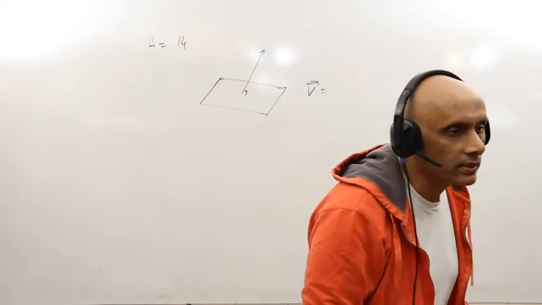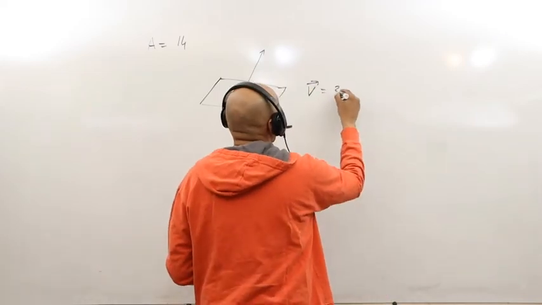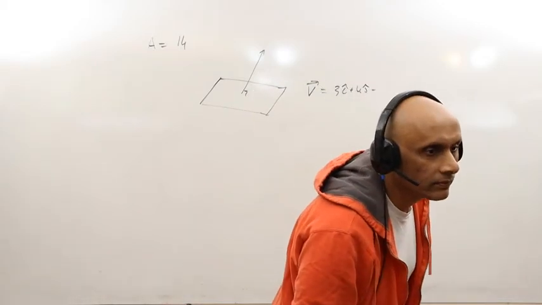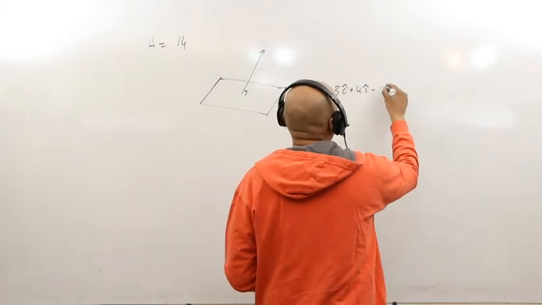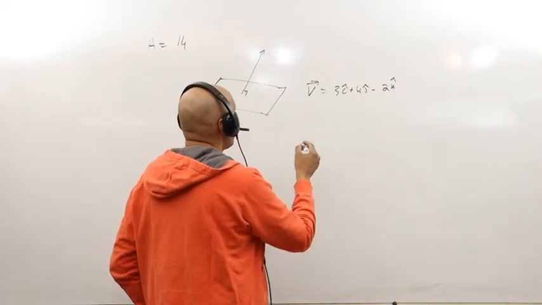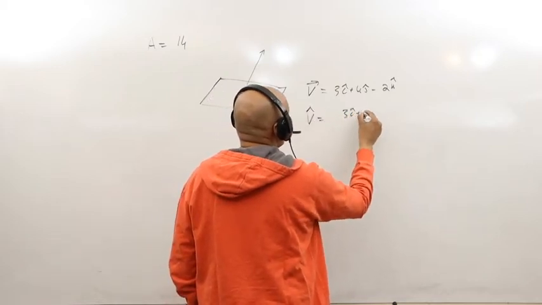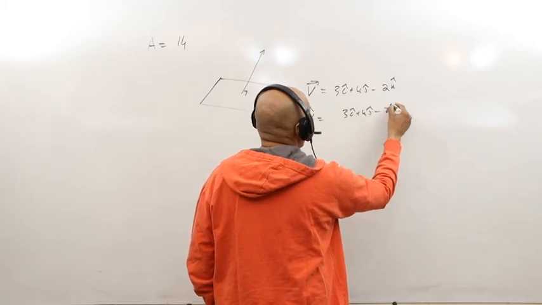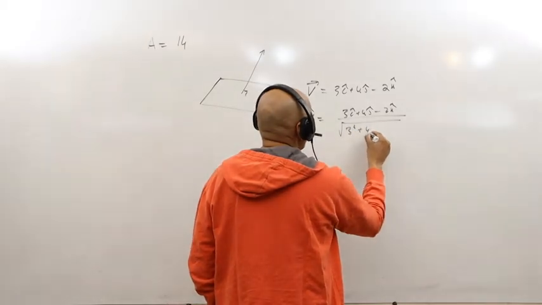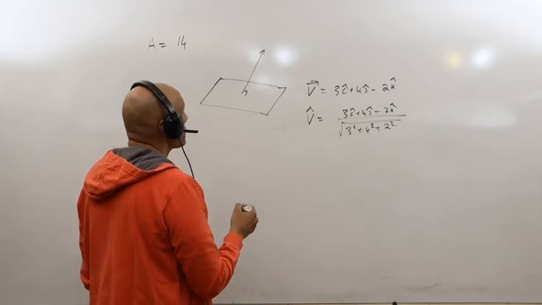This vector has a direction that's basically the normal to the rectangle. Its face is pointing in the direction of 3i plus 4j minus 2k. So remember, if you want a directional vector, we have to convert this into a unit vector. So the directional vector is given by 3i plus 4j minus 2k divided by the magnitude. In this case, it happens to be the square root of 3 squared plus 4 squared plus 2 squared. So whatever this is, this is the directional vector.